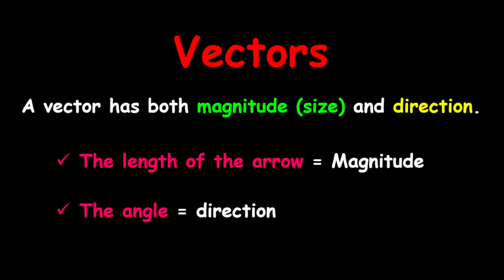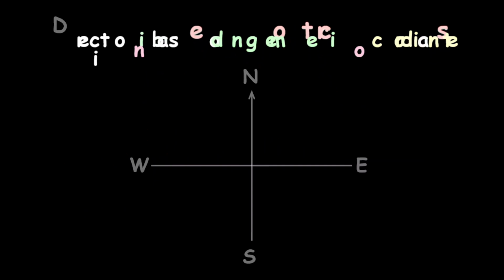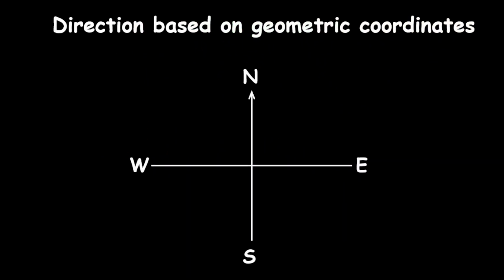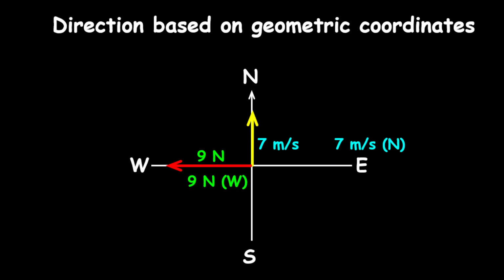Now we're going to go into direction some more, and we're going to start out by looking at the direction based on geometric coordinates. We are talking about north, south, east, and west. Let's take, for example, a vector going along the northern path at 7 meters per second, which is its magnitude. Then we simply present this vector as 7 meters per second due north. In a similar example, a vector is going along the western direction with a magnitude of 9 newtons, then we simply present this vector as 9 newtons due west.